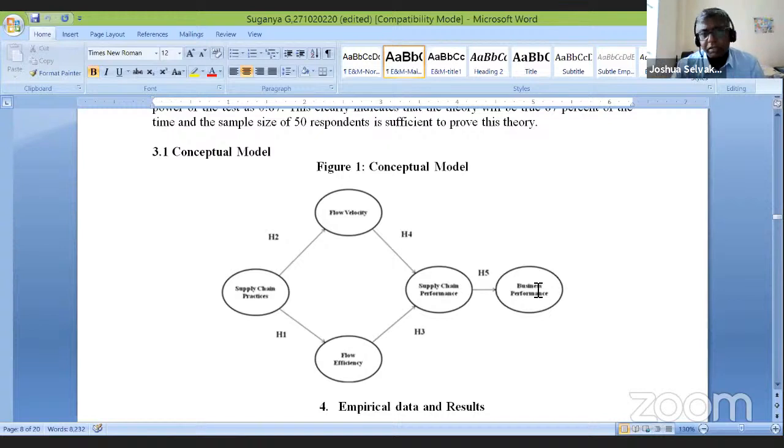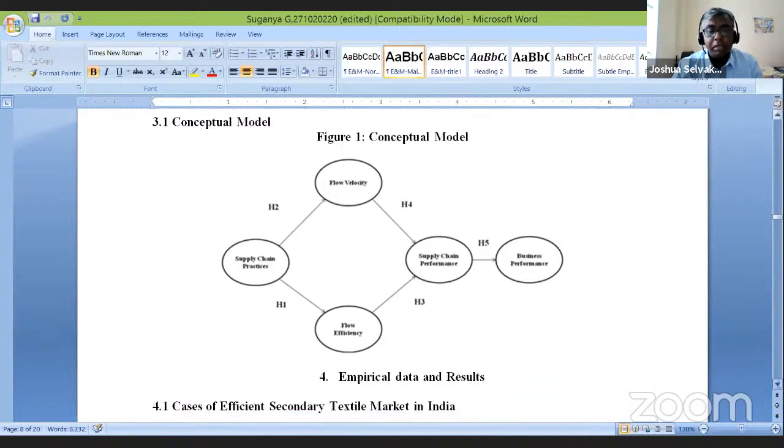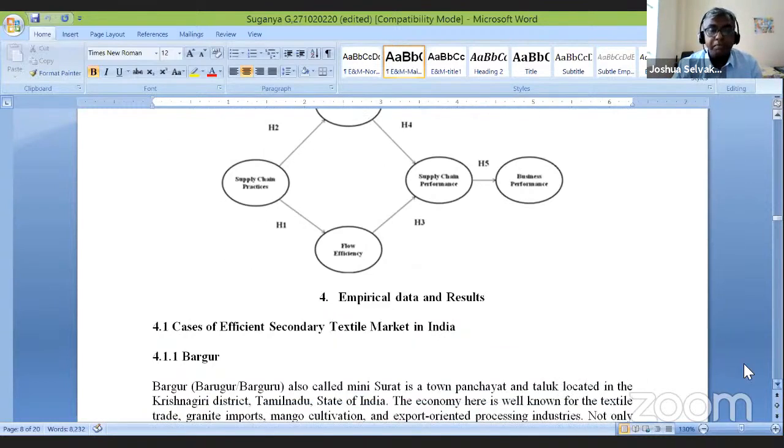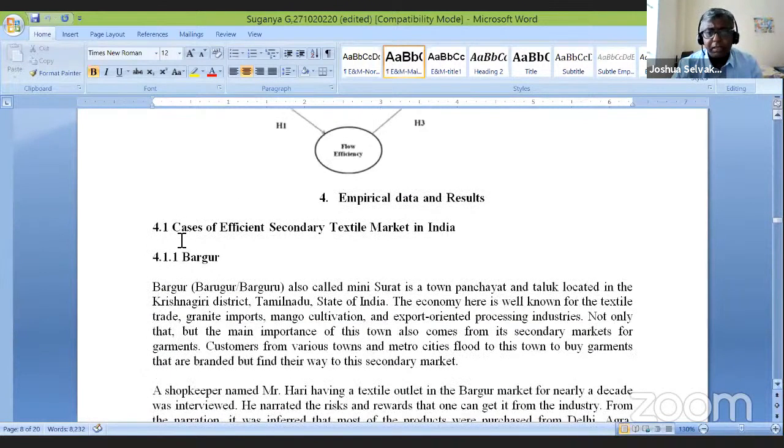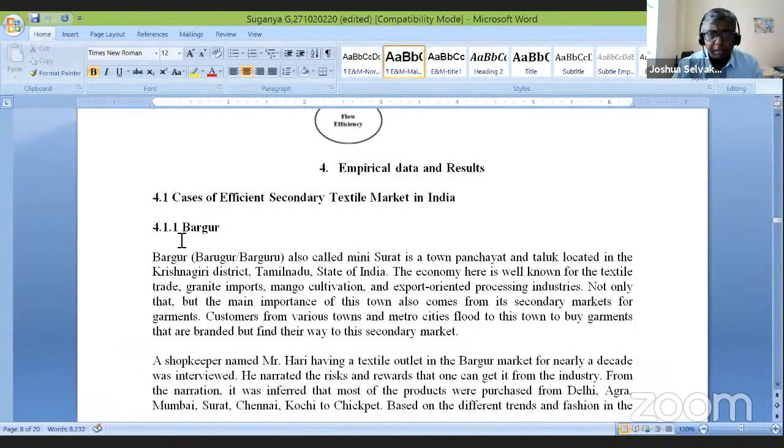So this was the conceptual model that we are working on, and for this we had to go to the market. So this is the market that we took: Bargur textile market in Tamil Nadu, near Karnataka, near Bangalore. It's a very interesting place. I don't know if you have gone there. All the IT people from Bangalore come every Sunday to Bargur textile market to purchase all branded items. You will find branded shirts for just 350 rupees in the textile market.